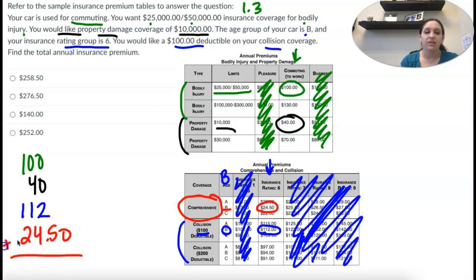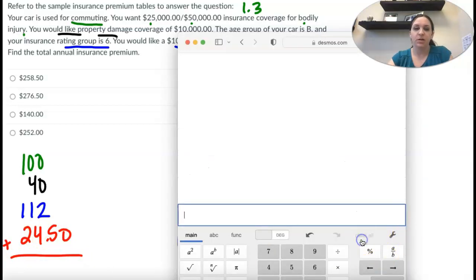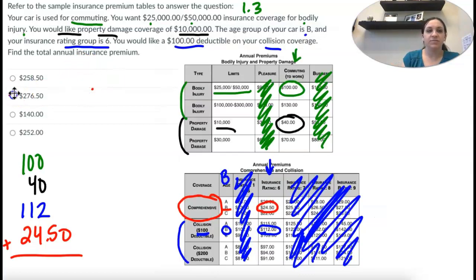And then we're going to add these all up. That's going to be our number. So 100 plus 40 plus 112 plus 24.50 is 276.50 right here. And that's it for this section.